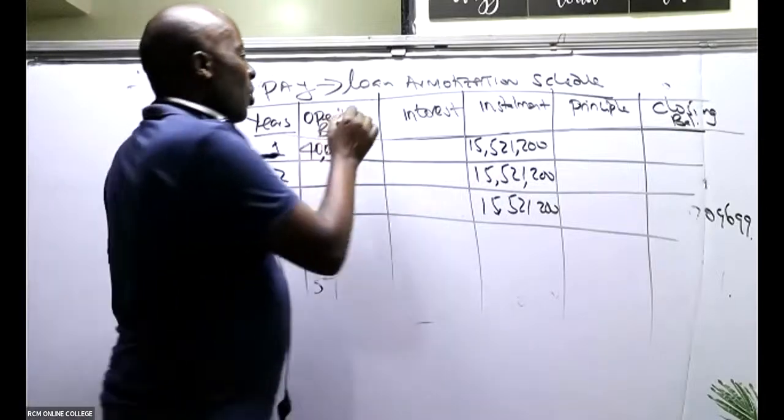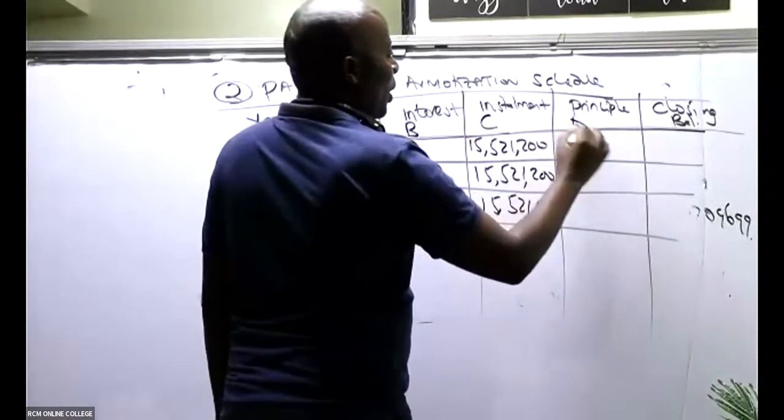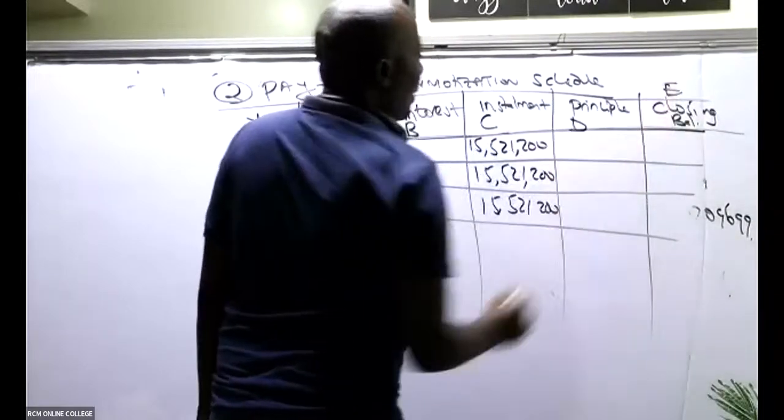So remember, this is our column A. This is our column B. This is our column C. This is our column D. And this will always be our column E.